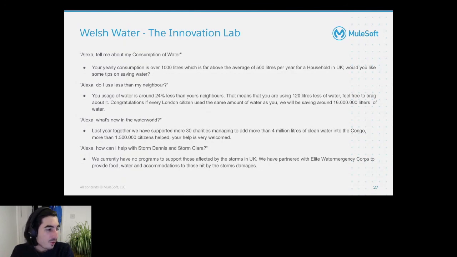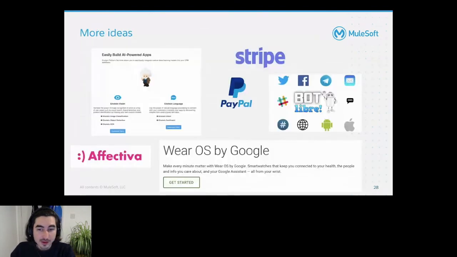So, Alexa, what's new in the water world? And you will get news about what is going on with the charities that Welsh Water is supporting all around the globe. Or even in the UK, there was Storm Dennis and Storm Ciara a couple of months ago. And if you want updates on that, you can ask your Alexa. This is just an example.